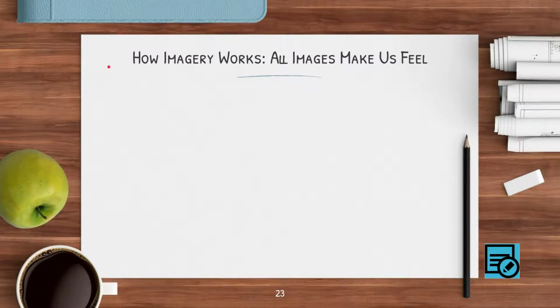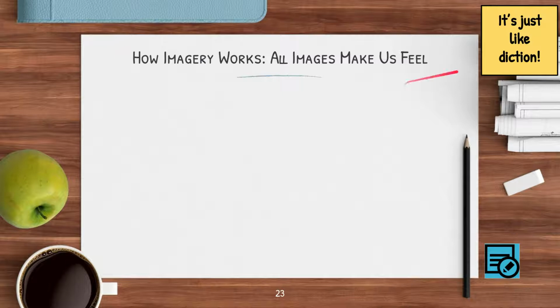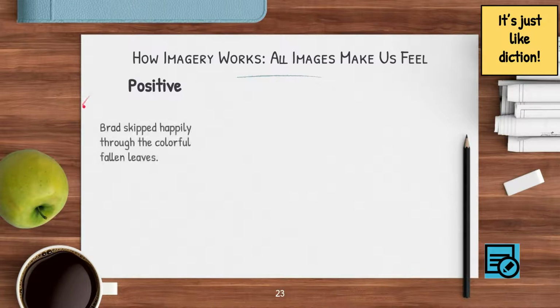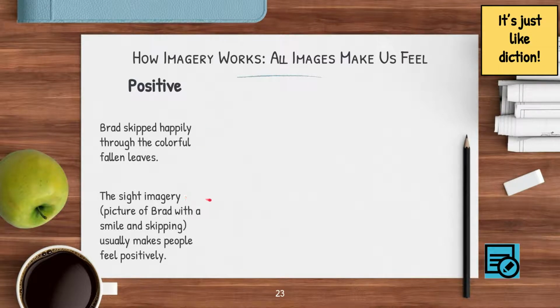Okay, so how does imagery work, right? First, all images make us feel, right? It's just like diction. You can look at something that's imagery and you feel positively, right? If you look back at that old example, right? Brad skipped happily through the colorful fall leaves, right? The sight imagery, the picture we get in our head of Brad with a smile and skipping usually makes people feel positively, right? Or they know that the character is feeling positively.